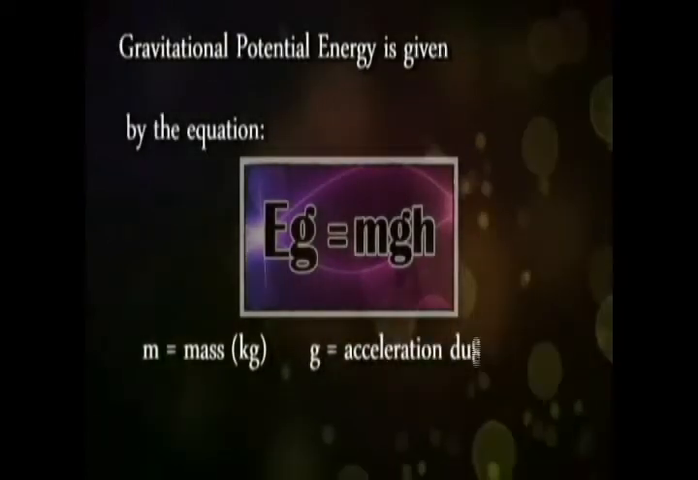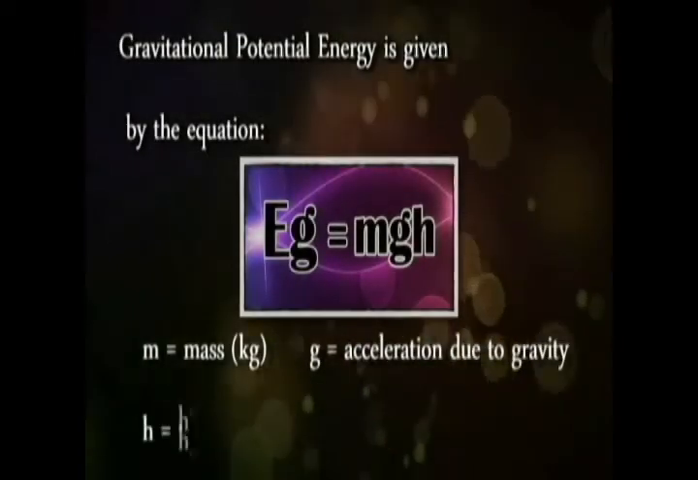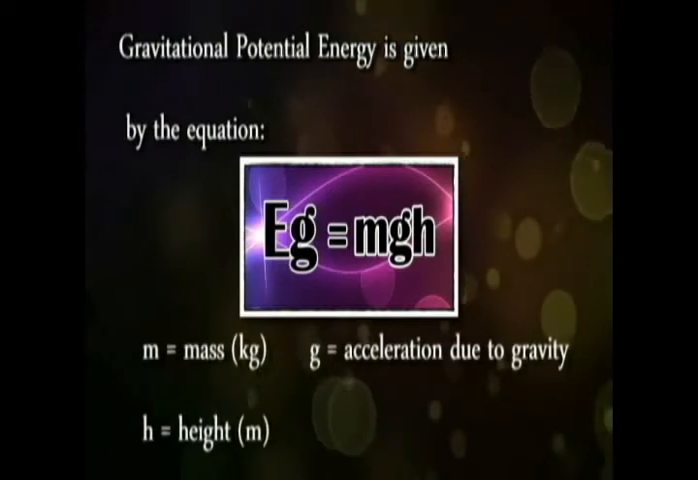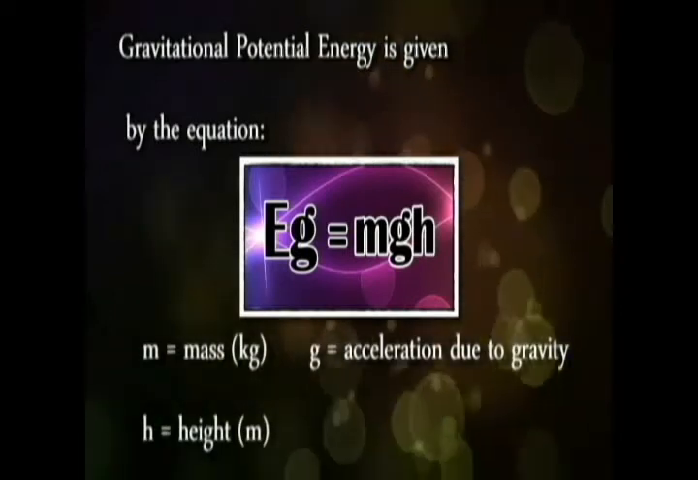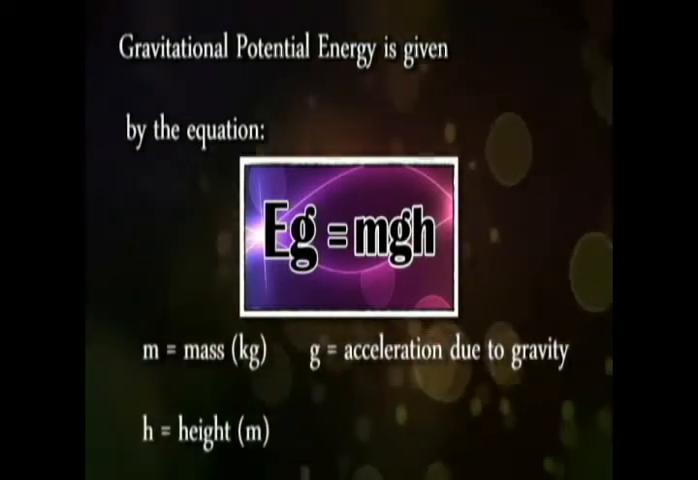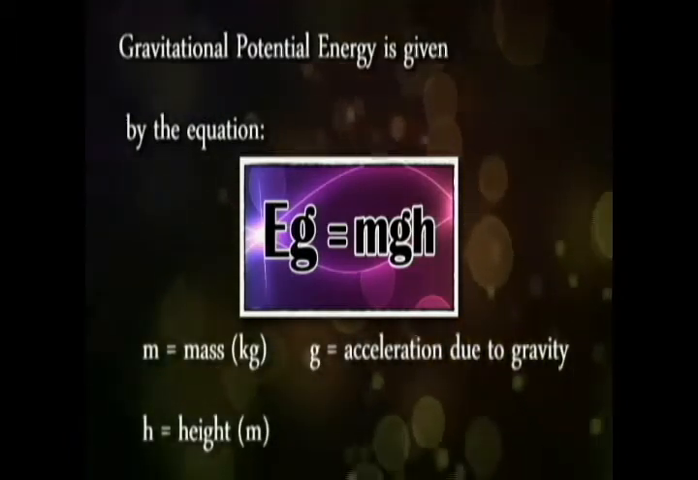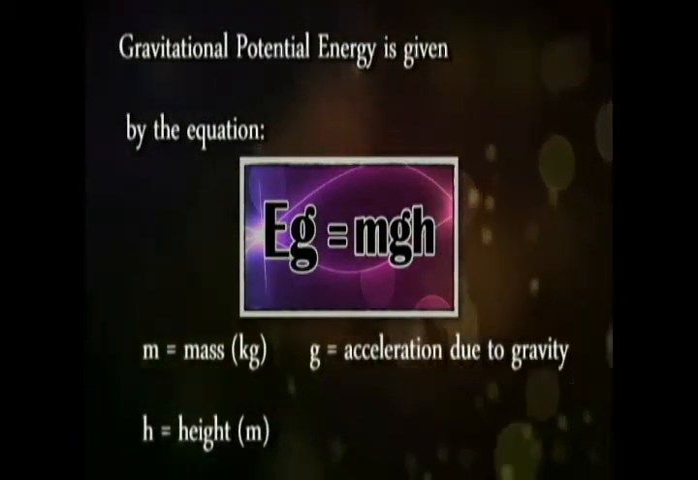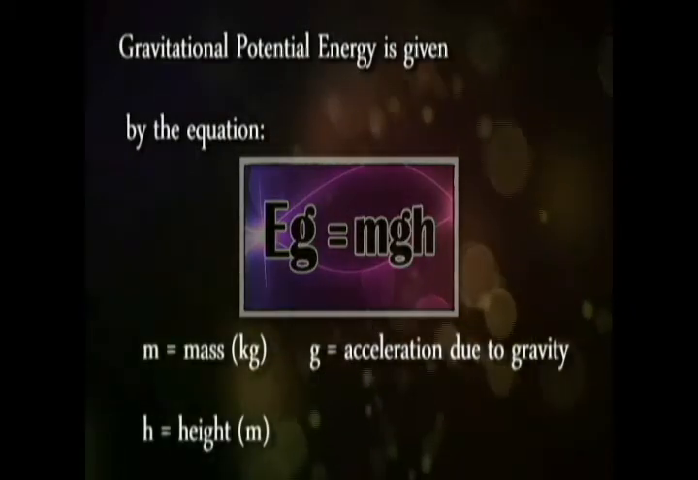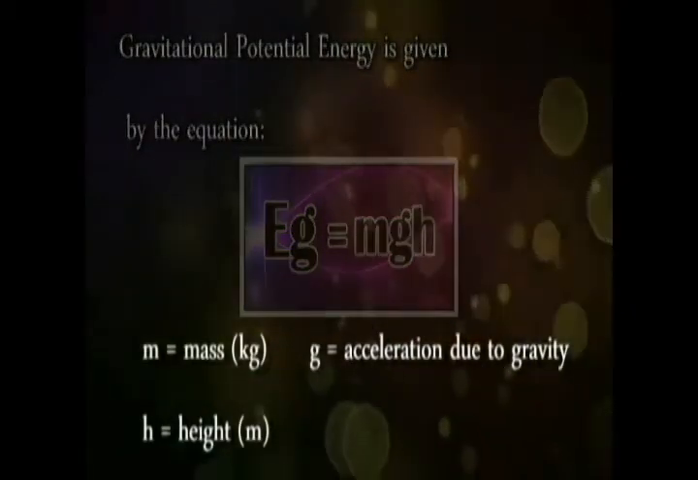Gravitational potential energy is given by the equation gravitational potential energy equals mgh, wherein m is the mass in kilograms, g is the acceleration due to gravity, which is 9.8 meters per second squared on Earth, and h is the height in meters.